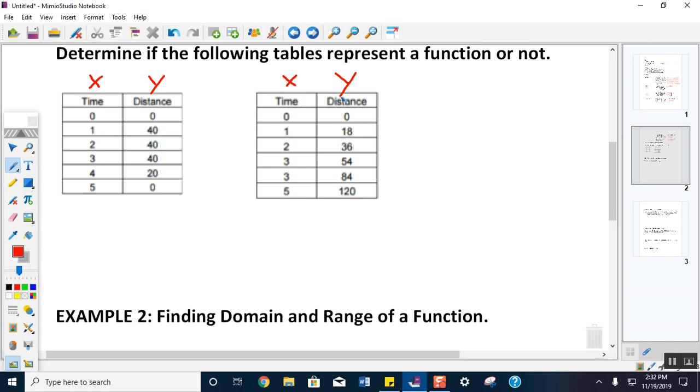0. If I input 1, what do I get out? 40. Is that okay? Yeah. What if you input 2, what do you get out? 40. And that's okay. Every time I input 2, I should get what out? 40. I input 3, what do I get out? 40. I input 4, what do I get out? 20. And if I input 5, what do I get out? 0. So all these x's, there's nothing here that matches.